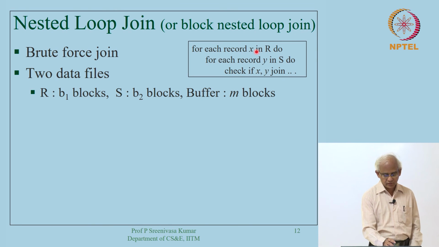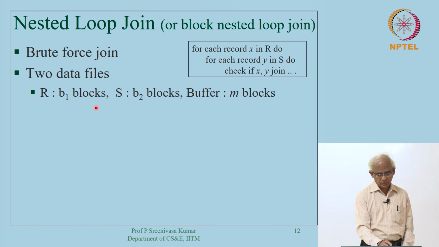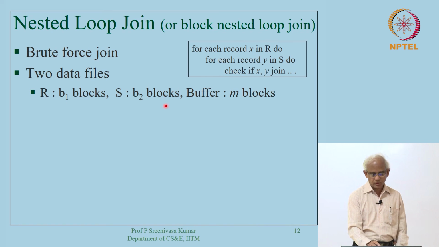But then again considerations will come into the picture, because R has some B1 number of blocks, S has B2 blocks, and we always have some M number of buffer blocks. Some amount of memory is available, and we will measure it in terms of blocks because it is easier for us to handle the numbers that way. So, let us say we have M buffer blocks.